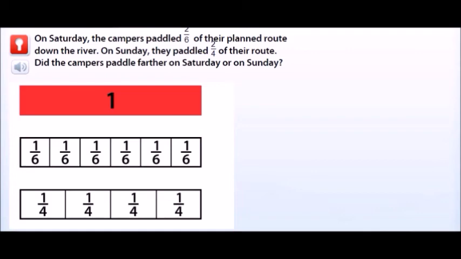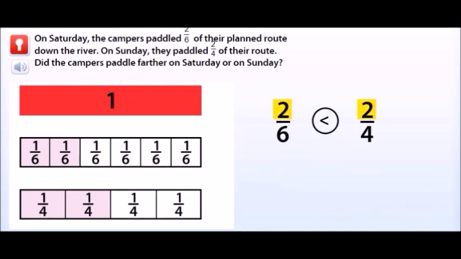Let's shade 2 parts to show 2/6. Now let's shade 2 parts to show 2/4. Let's compare. Is 2/6 less than or greater than 2/4? 2/6 is less than 2/4. So the campers traveled farther on Sunday, the day they traveled 2/4 of their planned route.